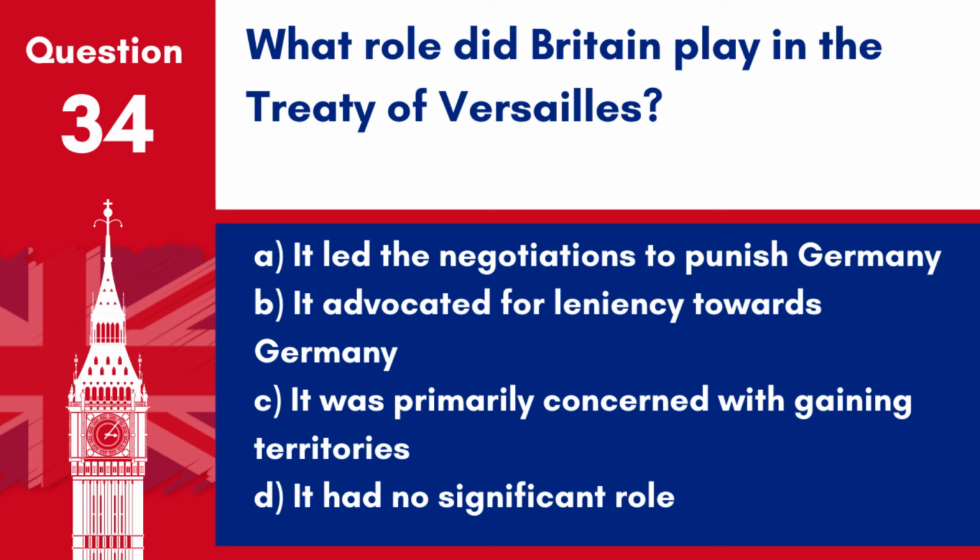Answer. A. It led the negotiations to punish Germany. Britain, along with France and the United States, played a leading role in the Treaty of Versailles negotiations, which formally ended World War I by imposing punitive conditions on Germany.